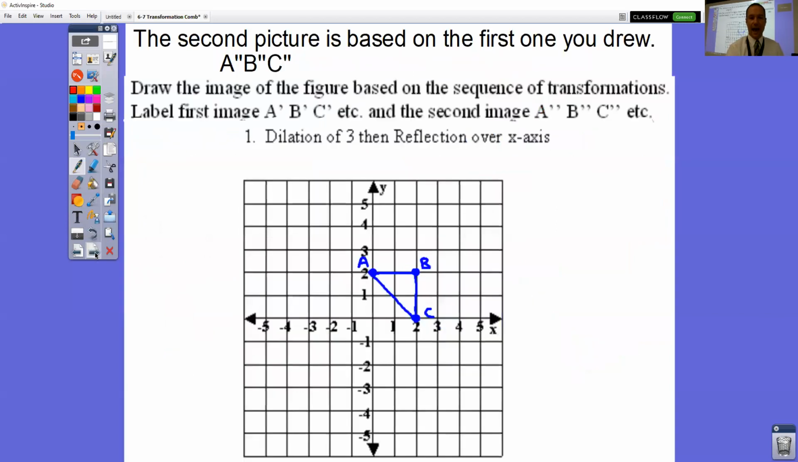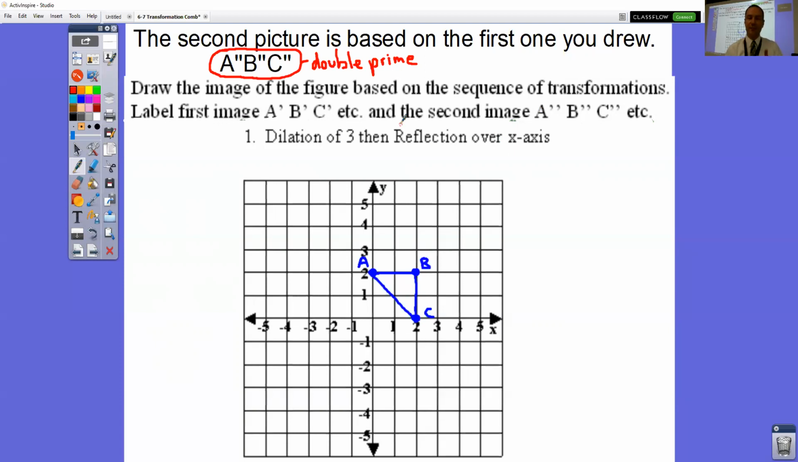So when we take a look at these pictures today, there is a little bit of notation that is brand new to you. The second picture is based on the first one that you draw. This second picture gets labeled with something called double primes. Notice how there are 2 apostrophes after each letter. So it's A apostrophe apostrophe, B apostrophe apostrophe, C apostrophe apostrophe. That's pronounced as A double prime, B double prime, and C double prime.